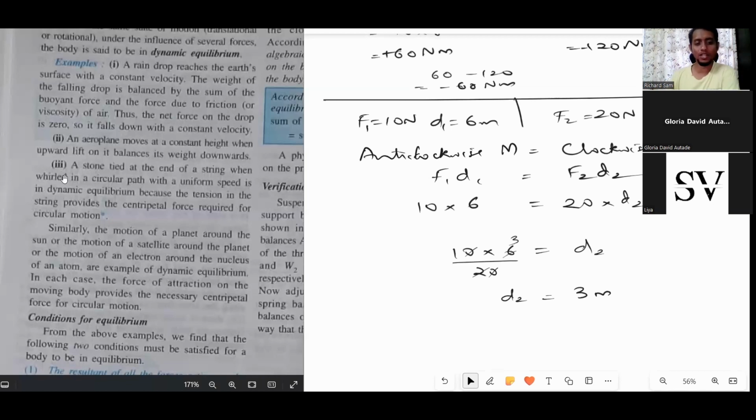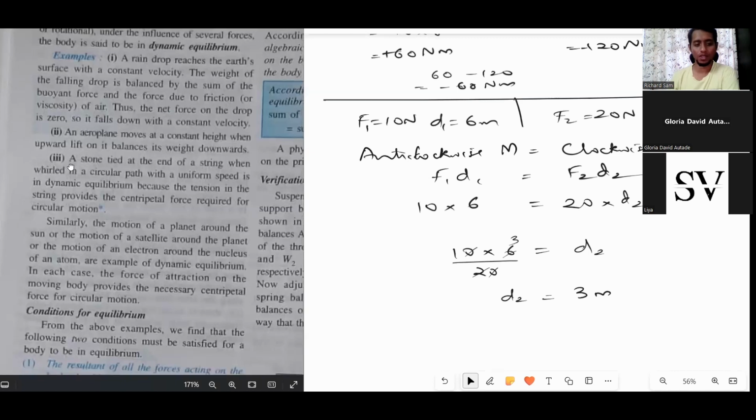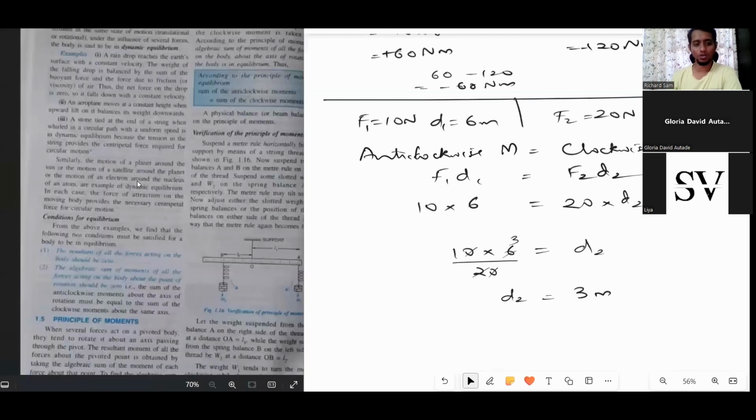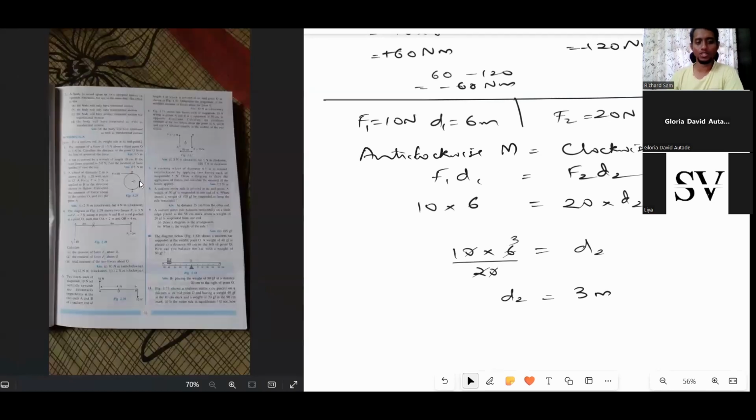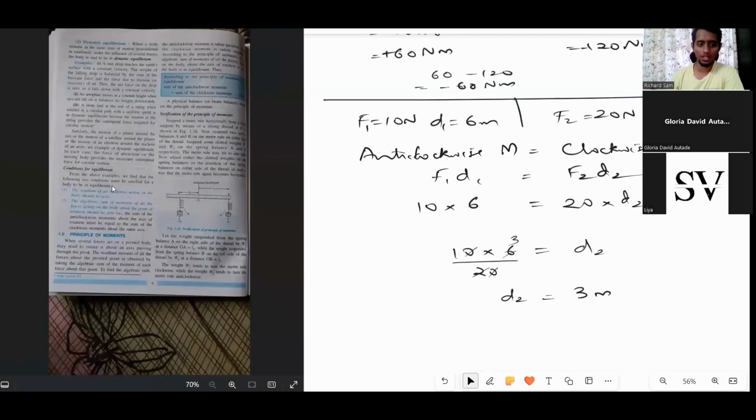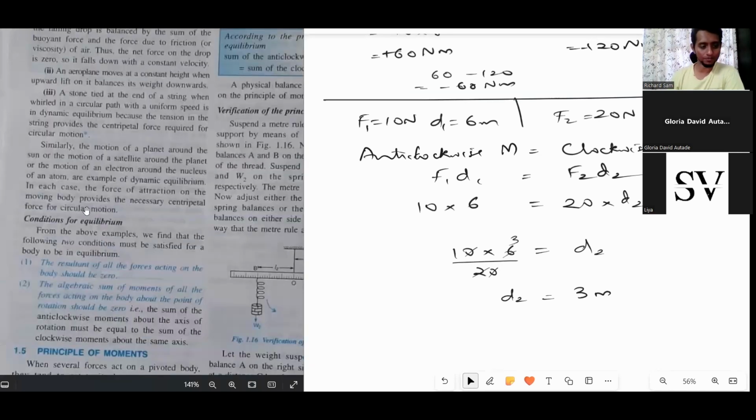Then next is a stone tied to the end of a string, and then you keep rotating it round and round. Okay. So now the stone is moving at a constant speed. So that's another example. About the stone, we'll be studying later on about the two forces, centripetal and centrifugal forces. Okay, that comes a little later on.